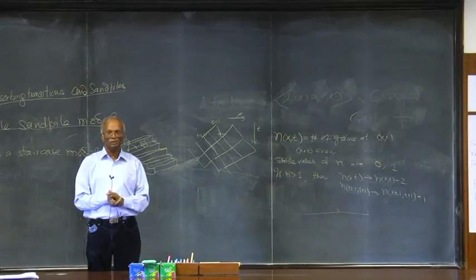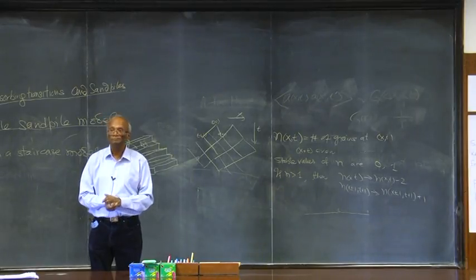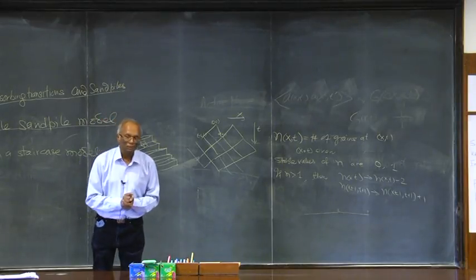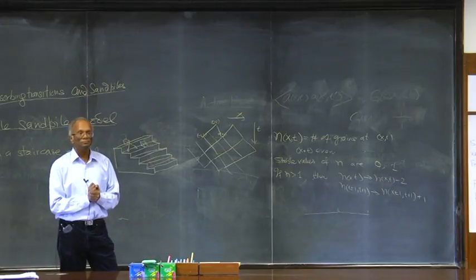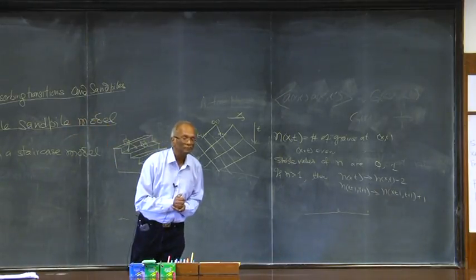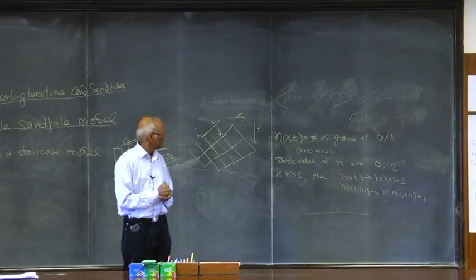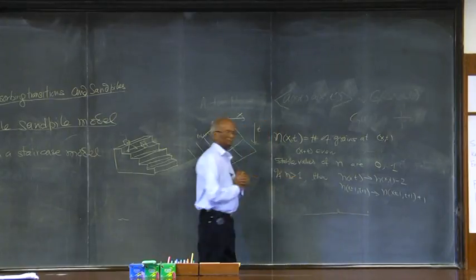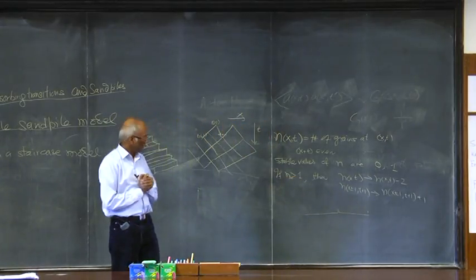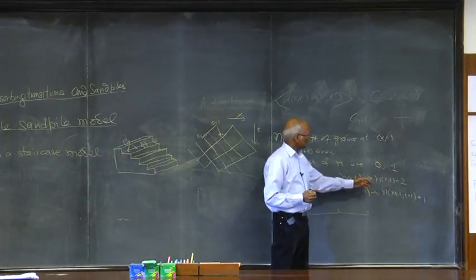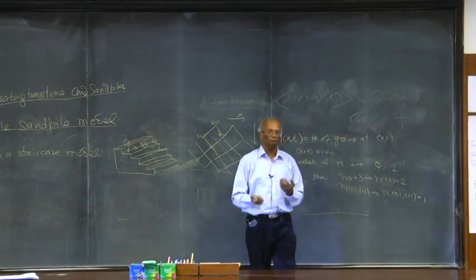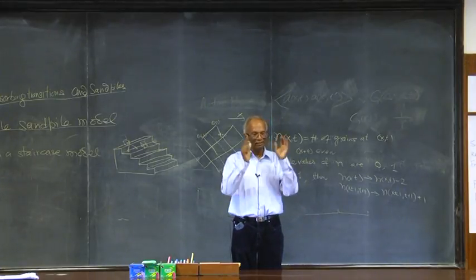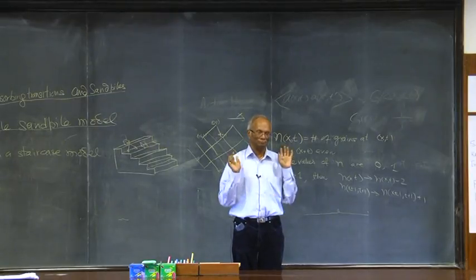Is the definition of the model clear? There are no questions. Okay. So, yes. Yes, sorry, yeah, if n(x,t) is greater than 1, yes, it decreases by 2. Two particles are lost. So, if there were 3 in the beginning, 1 will be left and 2 will go down.